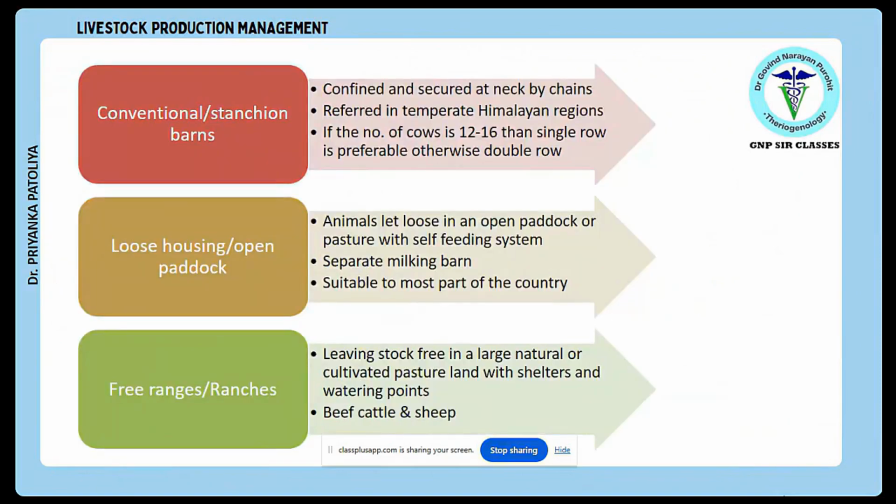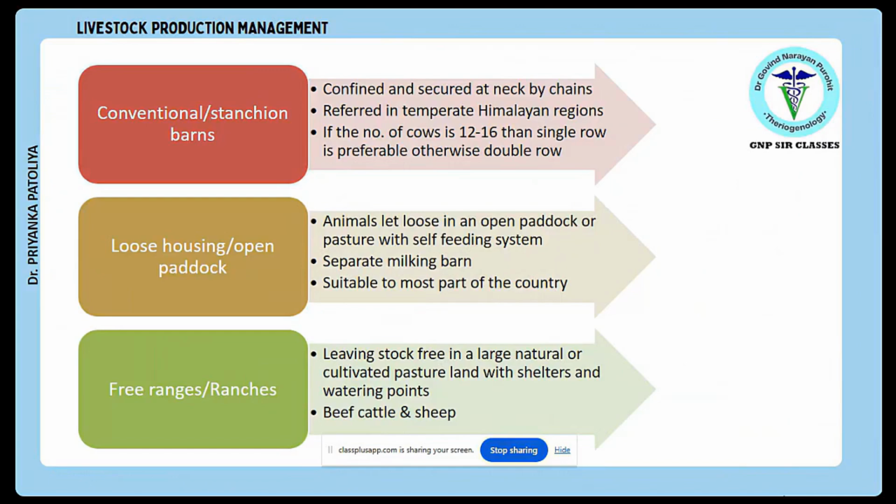Now, there are various types of houses. First is conventional, with stanchion barns. Here, we are confining the animal at one place and securing them at the neck by chains or the stanchions. It is generally preferred in the temperate Himalayan region because there the cold season is there, prevailing cold winds were there, so we have to protect the animal from the prevailing cold winds.